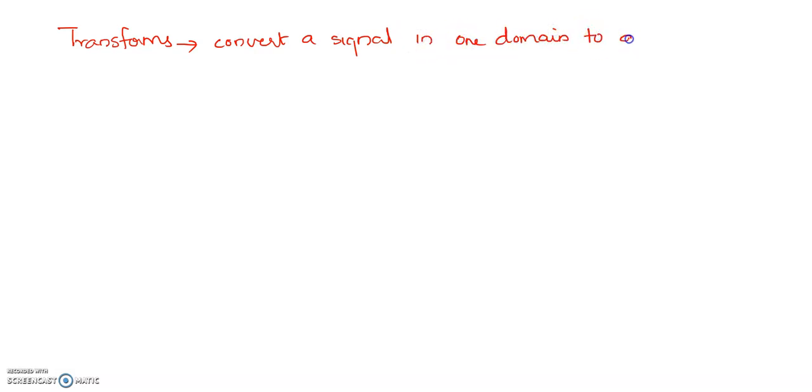So we are going to learn about the topic called transforms right now. And a transform is basically used to convert a signal in one domain to another domain. Previously we have learned in various subjects about the Laplace transform, the Fourier transform, and the Z transform. So what did each of these transforms do?